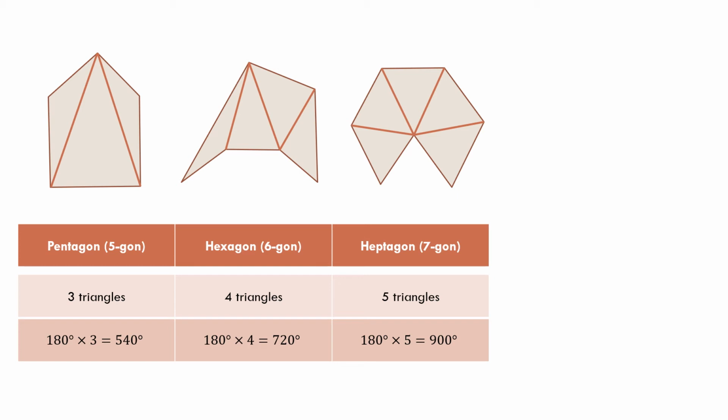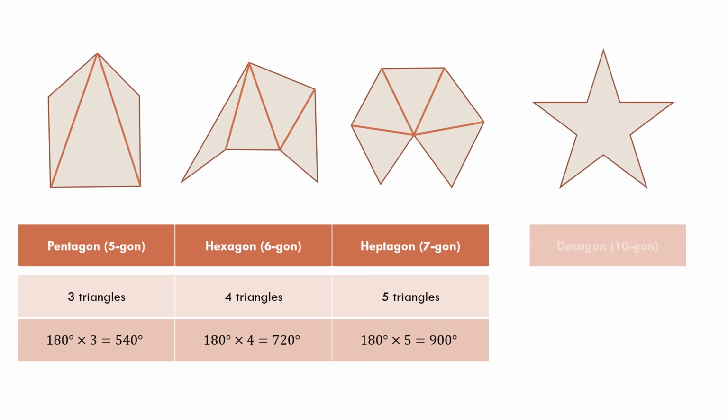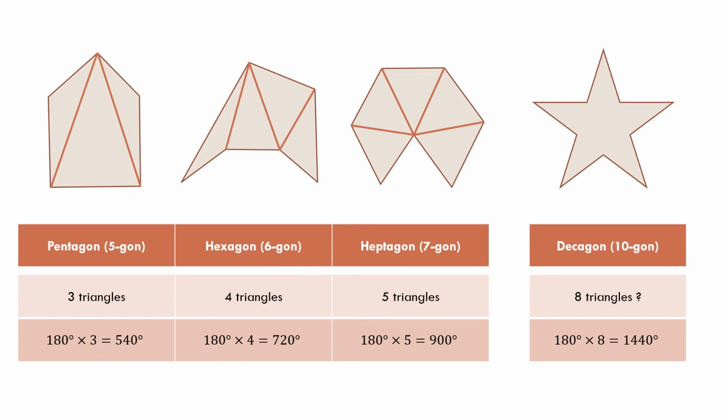So for a hexagon, this is 6-sided, but you get 2 less, so that's 4 triangles instead. Same thing with a heptagon. You have 7 sides, and you get 5 triangles. So if you have, say, a decagon, how many triangles should you get? Well, I don't know how to draw them, but I can easily guess that there should be 8 triangles using this kind of strategy. And the sum of angles must be 180 times 8, which is 1440 degrees.